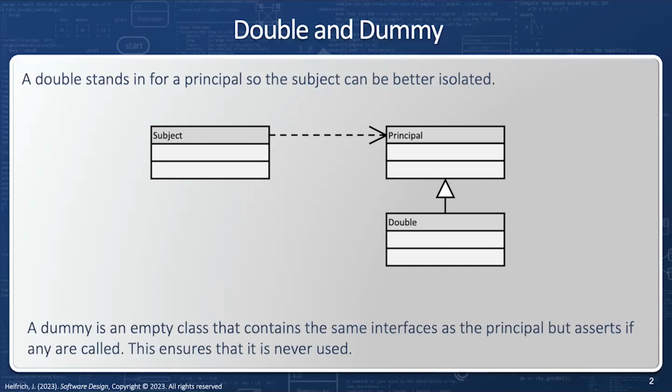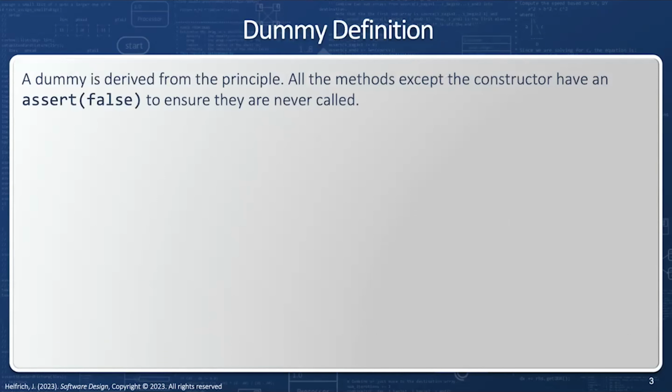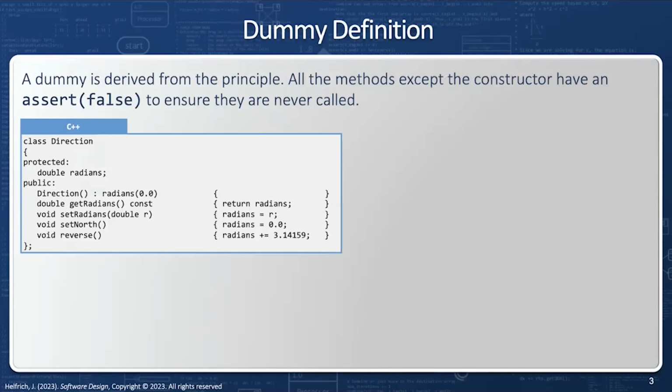And a dummy is a double that has the same interfaces as the principal, but asserts if any are called. So that double is replaced with a dummy. So a dummy is derived from the principal, and all methods except the constructor have an assert false to ensure they are never called. For an example, here I have the class called direction, and the direction has radians and has a constructor and a getter and 3 setters.